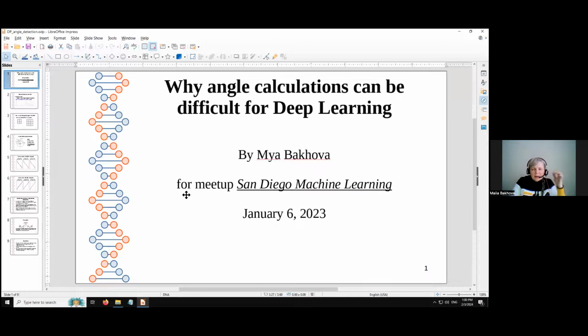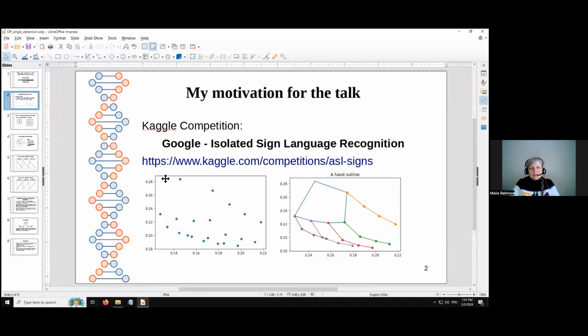So it came after my investigation for one of the Kaggle competitions. You know, that idea that you can look at a Kaggle competition which is solved or almost solved, and study something and learn something from it. So I looked at this competition, Google Isolated Sign Language Recognition. And the data they were providing is points.